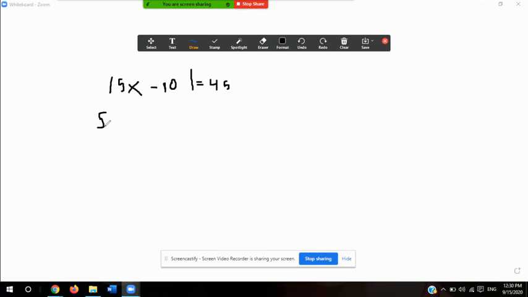So 5x minus 10 equals positive 45. And then we're going to have the other equation, which is 5x minus 10 equals negative 45, okay? So the other equation is 5x minus 10 equals negative 45. So we're going to have two answers, and then we're going to check to see if those two numbers are correct.